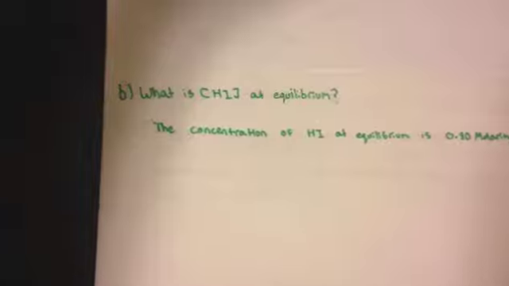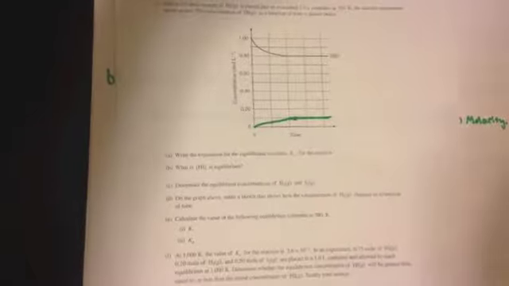The concentration of HI at equilibrium is 0.80 molarity. I said the concentration was 0.80 molarity because it starts off at 1 molarity and decreases down to 0.80 molarity, and it stays constant at 0.80 molarity.